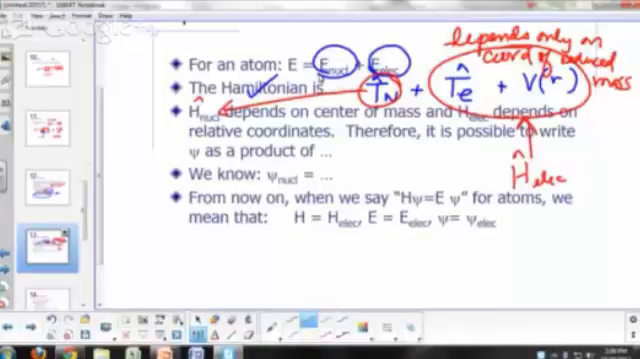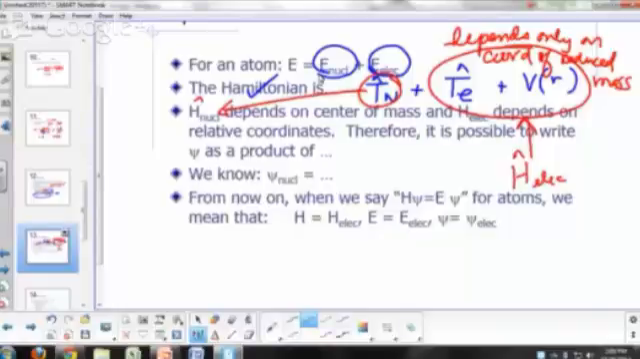So again, here we see a Hamiltonian composed of an operator that affects one set of variables plus another operator that affects another set of variables. So the eigenfunctions of this can be written as a product of two functions. A function that depends only on one set of variables times a function that depends only on the coordinates of the other part of the reduced mass.